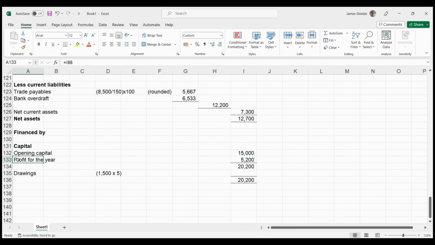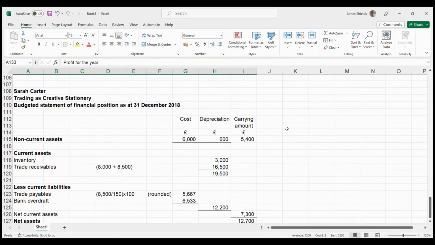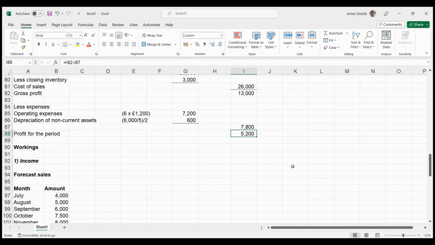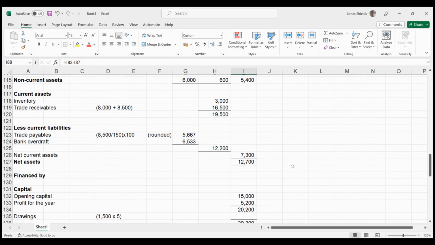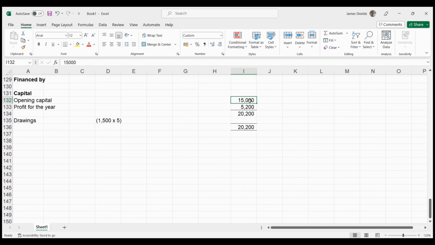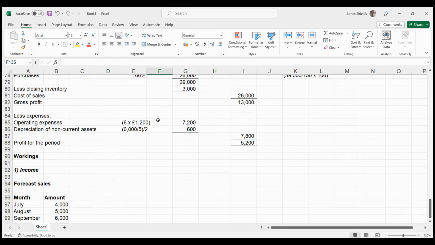Now the profit for the year I've got here is £5,200. Now that comes directly from my budgeted income statement, £5,200. Now that's added onto your opening capital to give you a total end of £20,200. And then as you all know, you then take away the drawings. Now we've got to be very, very careful on this. Let me go back to the information on the drawings now.